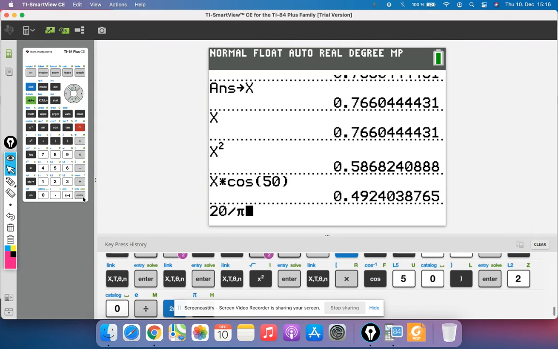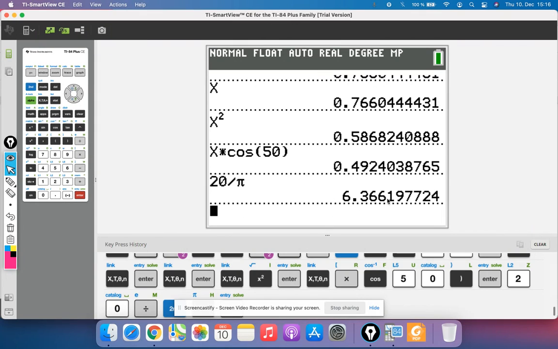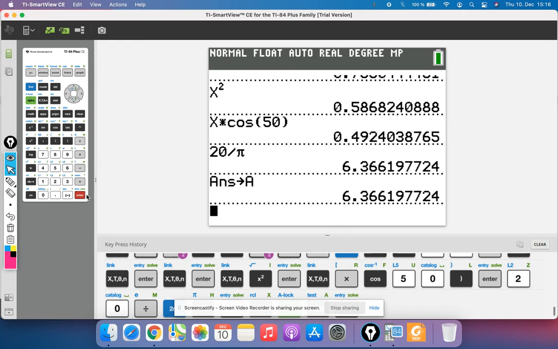And then maybe you did some other calculation like 20, and then you're dividing by pi. And so pi is another irrational number, so you're going to get decimals that go on. But let's say we wanted to store that number. I could say store, and I've already used up my x, and I want to save that. And so I could store this as any other letter. So I click alpha, A, and I store this number as A.